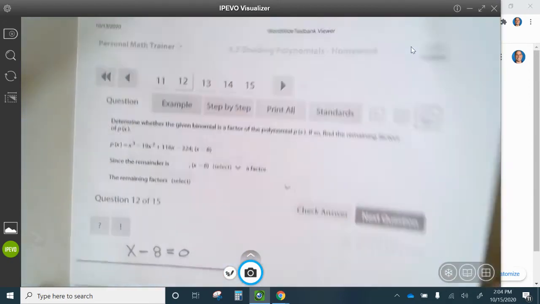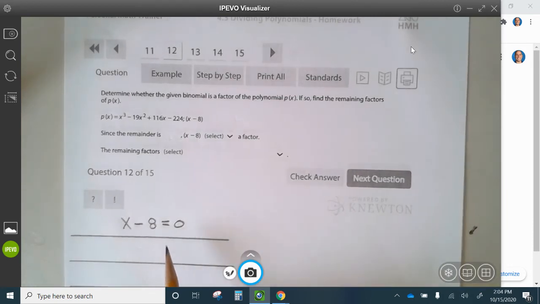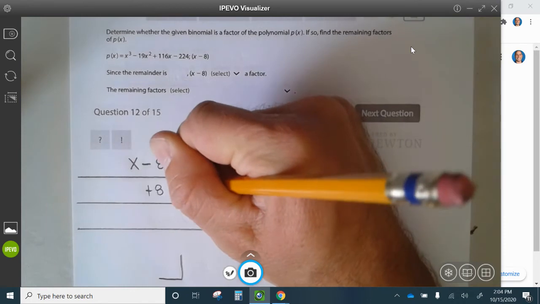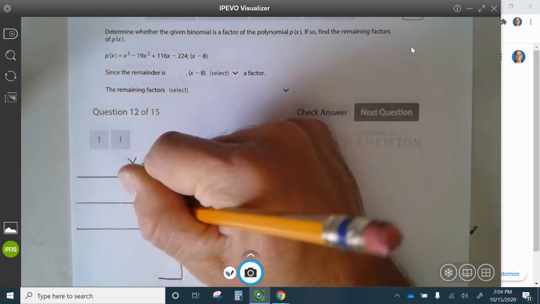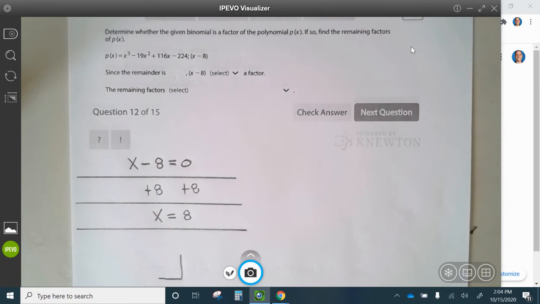Question number 12. Determine whether the given binomial is a factor of the polynomial p of x. If so, find the remaining factors. So we're going to set x minus 8 equal to 0 and solve for x. We add 8 to both sides, so x equals 8. That's your a value.